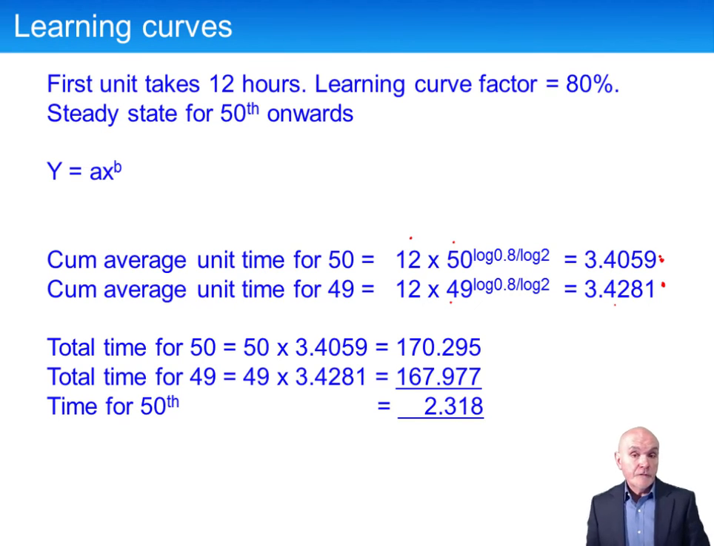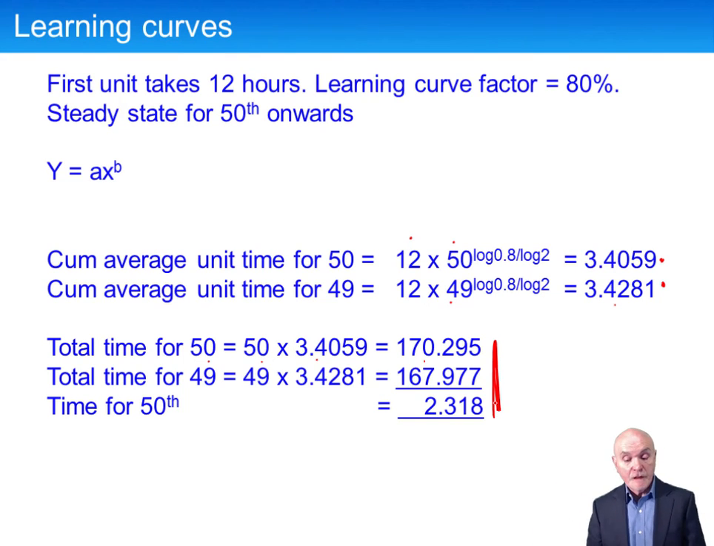You always have to go through total times. So if the cumulative average unit time for 50 is 30.4059, then the total time for 50 will be 50 times that. And if the cumulative average unit time for 49 is 3.4281, then the total time for 49 units, 49 times that average, is 167. And the difference between those here must be the time for the 50th.